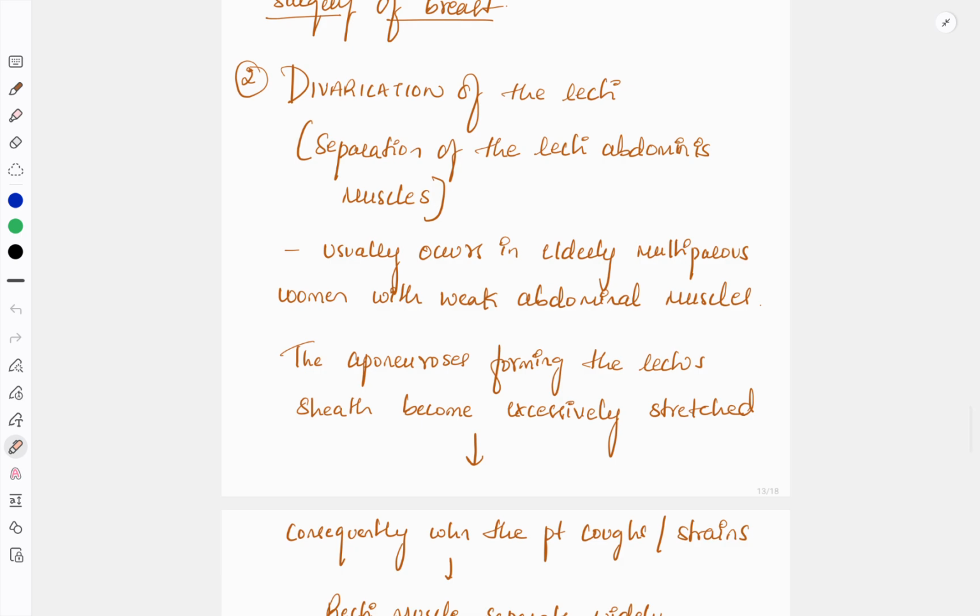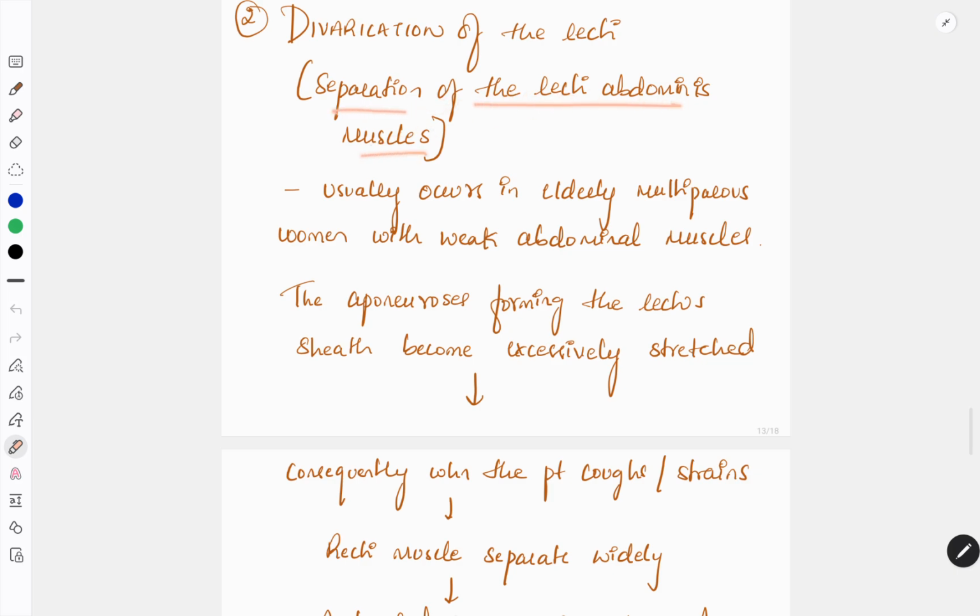Next is the divarication of the recti muscles. That is nothing but separation of the recti abdominis muscle. It usually occurs in elderly multiparous women with weak abdominal muscles. What do you mean by multiparous? A woman who has given birth to more than one child is known as multiparous. Because she has given birth to more than one child, it might have happened that she has weak abdominal muscles, and she is elderly also. So in such people, we can see that there is separation of the recti abdominis muscle.